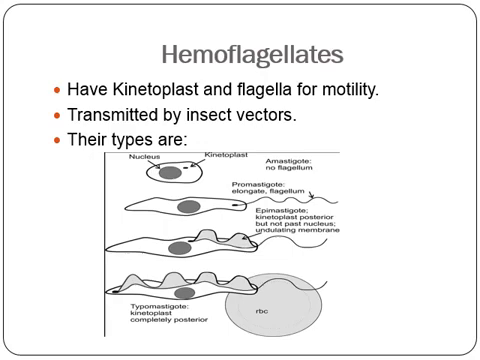Then the trypomastigote. The trypomastigote has the kinetoplast in the posterior end. So the flagellum moves towards the anterior end, making a long undulating membrane alongside the whole cell of the trypomastigote.